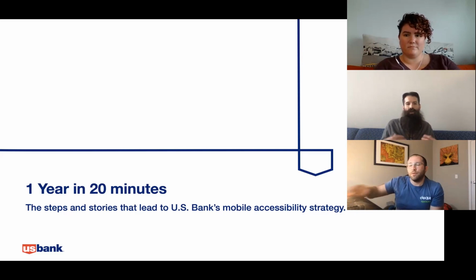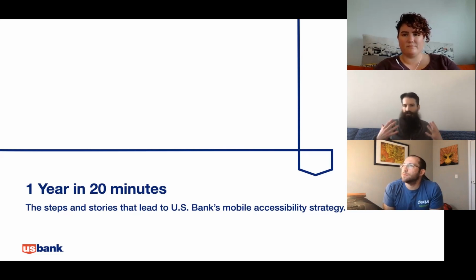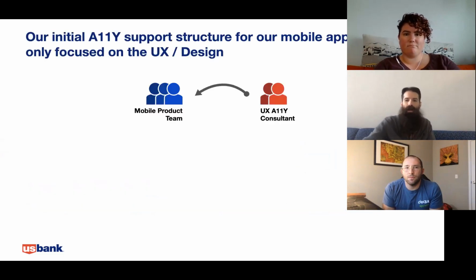And we also empower our designers through support, through demos, through all sorts of things to make sure that everybody is to a certain level and has everything they need. So let's go back a year. About a year ago, the accessibility support structure for our mobile product teams looked like this.